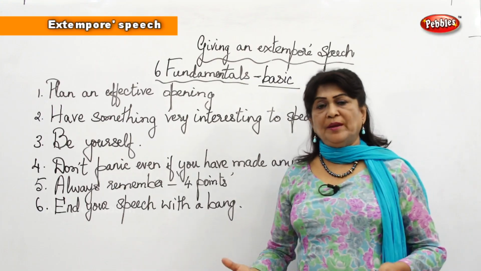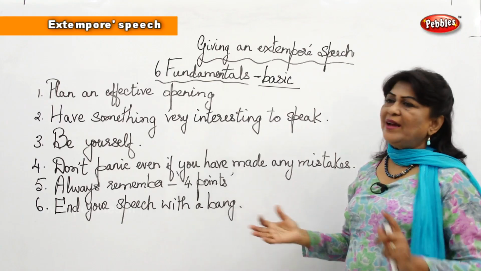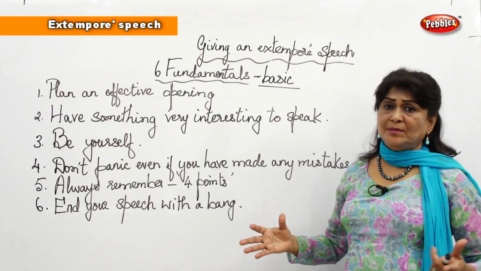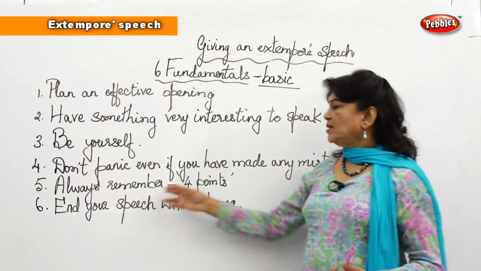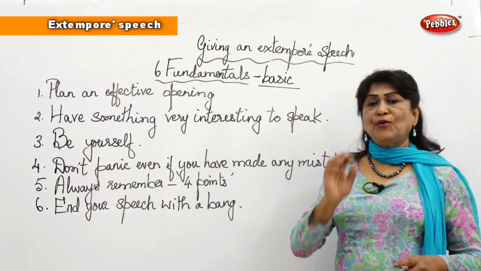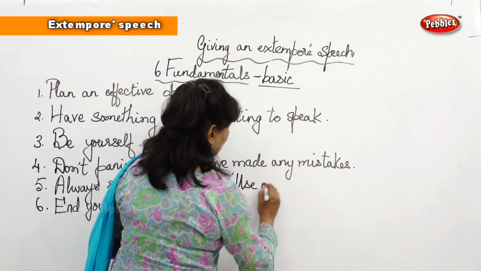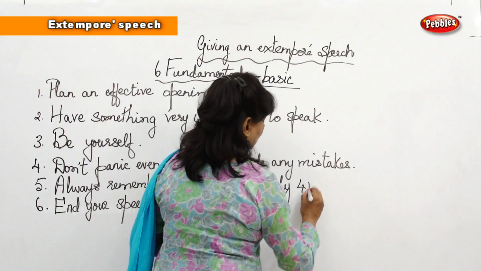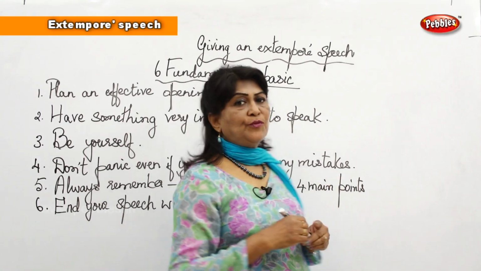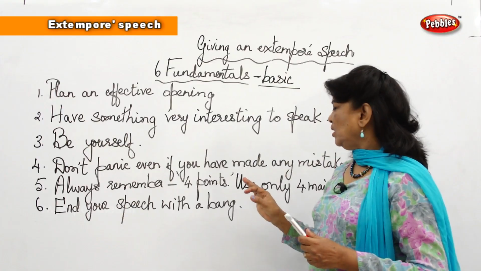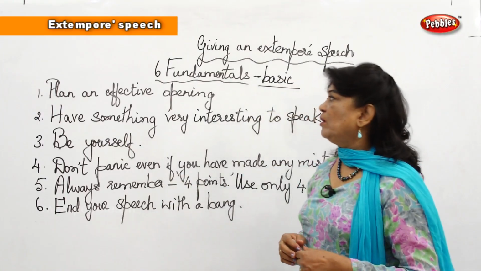See, to err is human. To make mistakes, it's always very human. So if you've made any mistakes, just say sorry and don't bother about it, and don't get perturbed because you made a mistake. Carry on, keep speaking. Always remember 4 points, that means use only 4 main points in your speech. Don't give too many points. This 4-point theory you should remember. Always use only 4 main points. Do not use too many points for the audience to catch up with the theme of your speech.